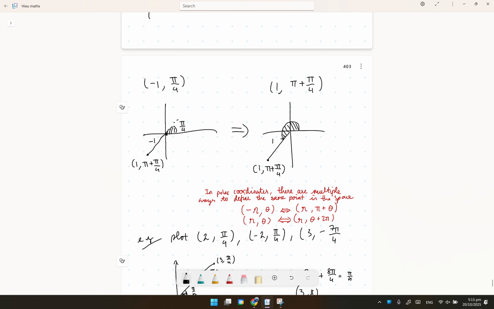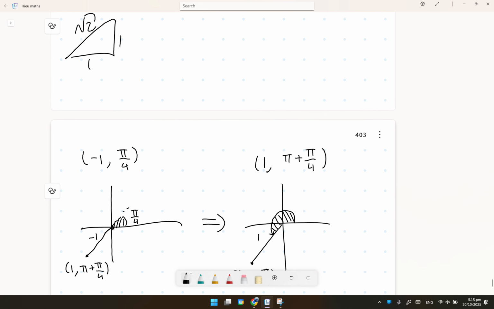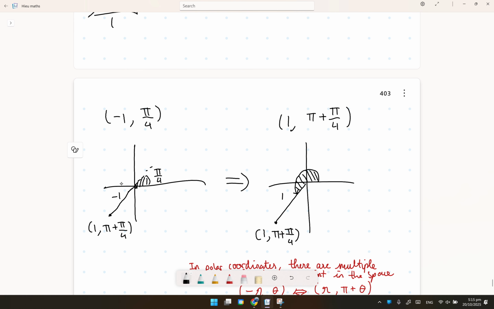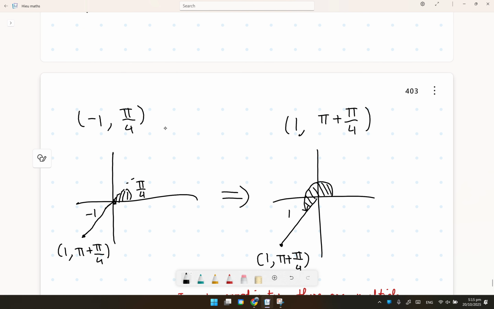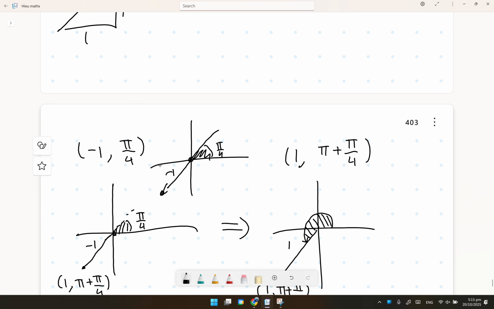Sorry, guys. But another caveat is negative points. First of all, if we had the point (-1, pi over 4), basically what we do is we take, first of all, pi over 4, which is 45 degrees, and then we trace negative back from that. So we go in the other direction, it's negative 1 here, so this point here. Basically, that's how negative points work.